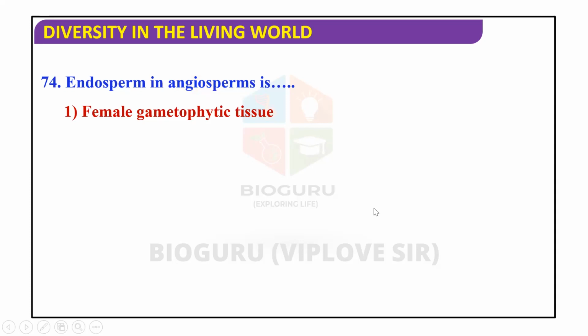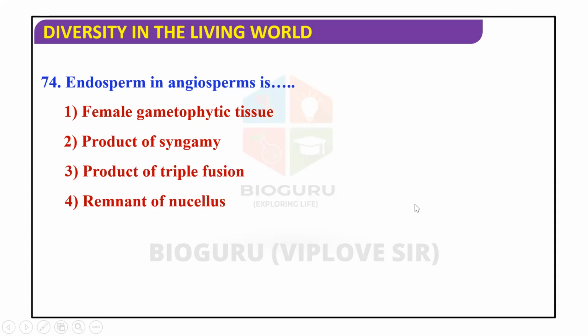And endosperm in angiosperms is female gametophytic tissue, product of syngamy, product of triple fusion, or remnant of the nucellus. Let's see, you have already got the hint for this, so you know very well about the answer. It is the product of triple fusion.